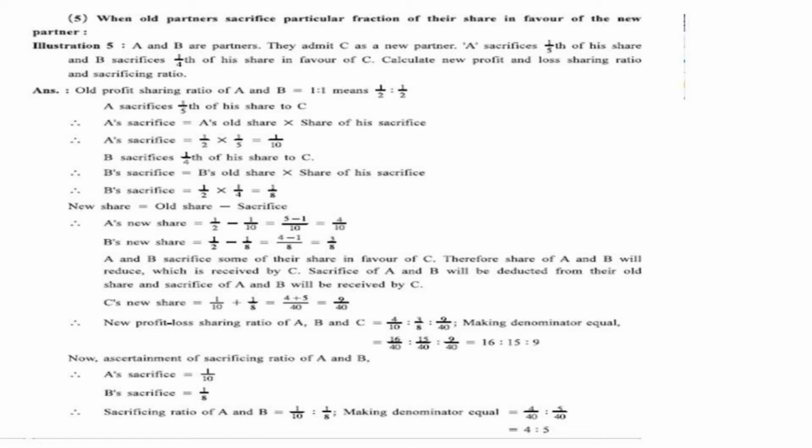This type of illustration is there. So let us start illustration number 5. A and B are partners. They admit C as a new partner. A sacrifices 1/5 of his share.